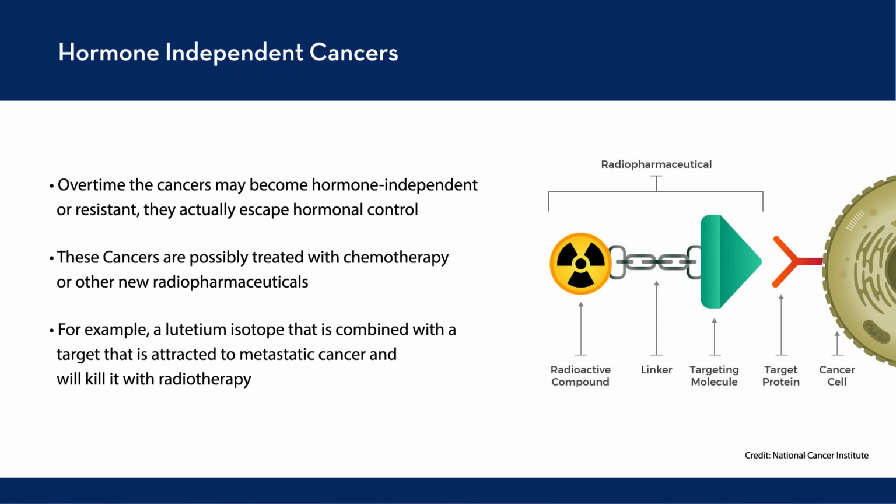For example, one new one that has had some very significant success is a lutetium isotope that's combined with a target that's attracted to metastatic prostate cancer. And so this radioactive targeted drug is drawn to the metastatic cancer and will kill it with the radiotherapy. So this is quite exciting, using these lutetium agents that are both radio tracers that can be visualized with PET scans, but also can deliver toxic radiotherapy to the metastatic cancer. So a lot of interest in that.